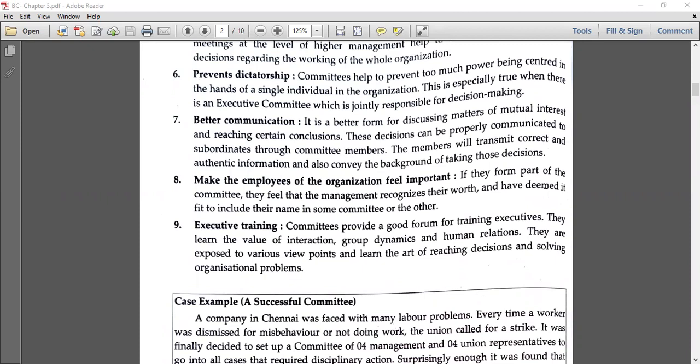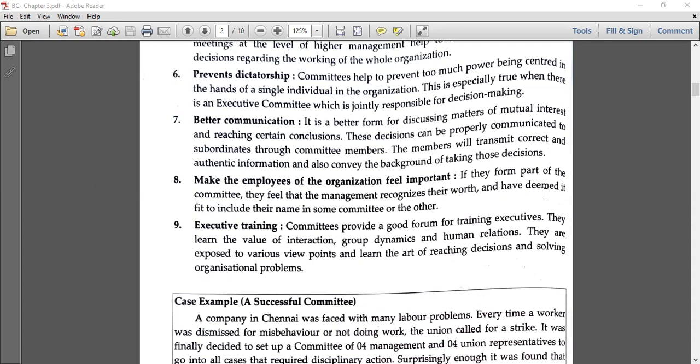Then there is a better communication factor. We are learning about business communication throughout these days, and we can say that if there is no better communication, better talking inside the organization through formal or informal channels, then there will be quite a chaos during the working of a company or organization or any kind of work proceedings.